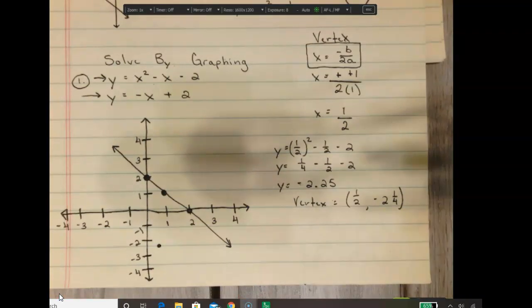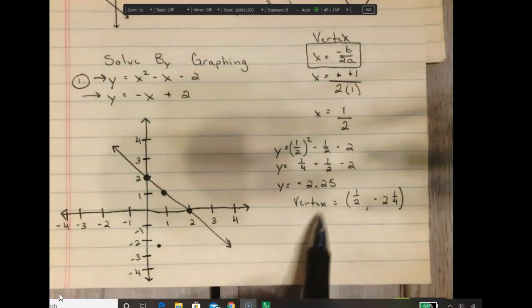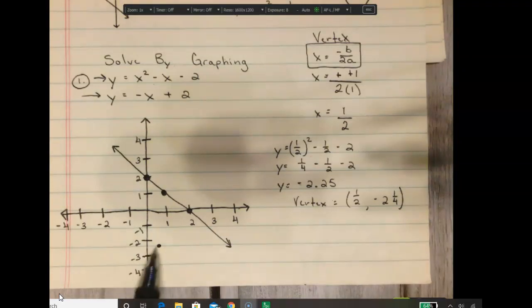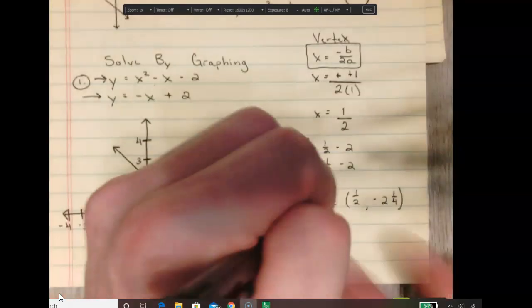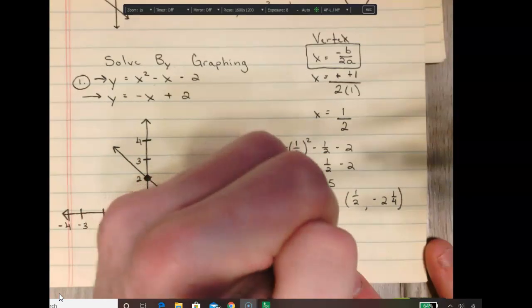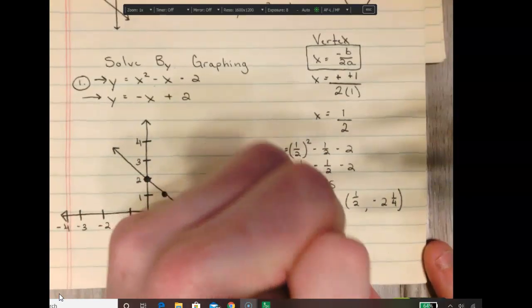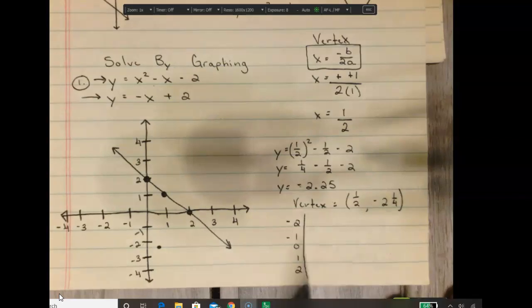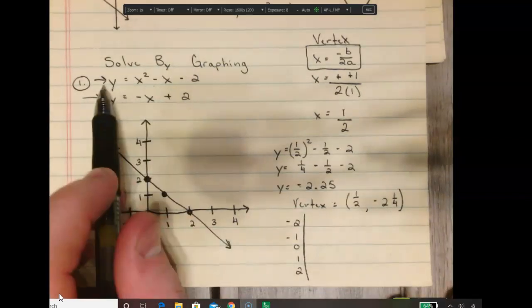So there's my vertex. And then to find some other points that are going to fall on this graph, I can make a chart, or I can move to the left and to the right by the same amount, and I can go up by that same amount on each side. So for my vertex then I'm going to create a chart just to make it easy and uniform for myself. So I'm going to go with -2, -1, 0, 1, 2, and I'm going to plug these values in for x to produce a y.